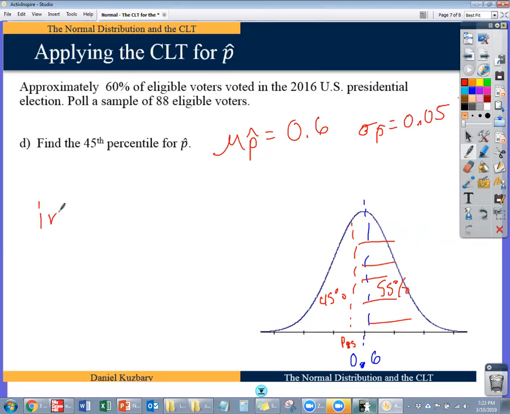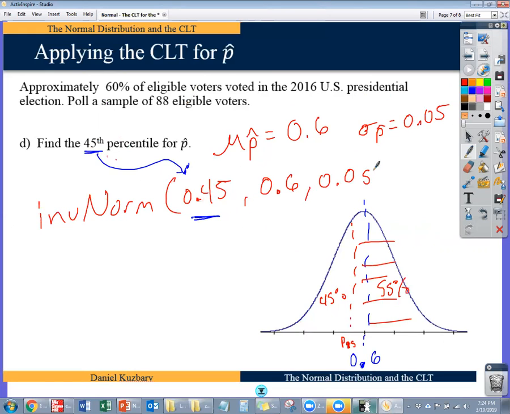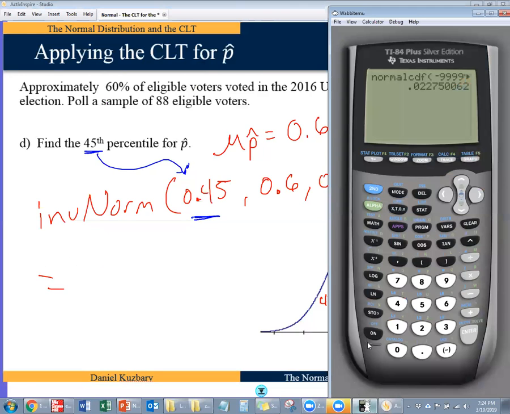So I'm going to do the inverse norm thing, where my area to the left of this thing is 0.45. If you've done a few of these percentile problems, you'll notice there are some nice things going on right here. For percentiles, those are always going to be the same: just move the decimal, 0.45. My mean is going to be 0.6, my standard deviation is going to be 0.05, and that'll tell you what this value is. It's going to be a little bit less than 0.6. You can just kind of tell from the picture.